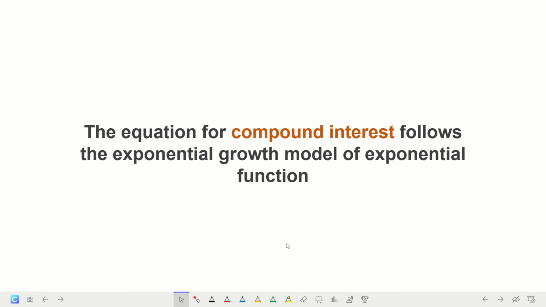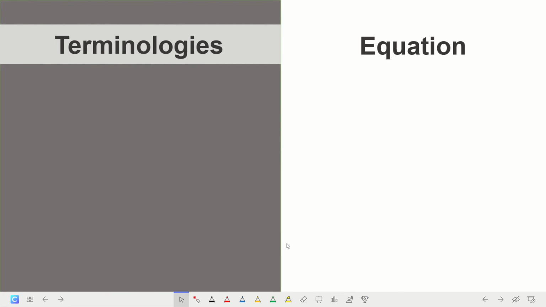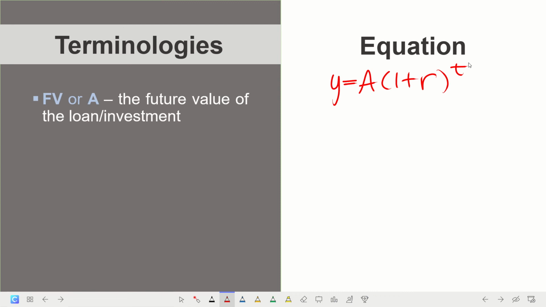So, the equation for compound interest follows the exponential growth model of the exponential function. To understand, let us define the terminologies for compound interest and relate them to our exponential growth model. We said our model for exponential growth is y equals a times 1 plus r raised to t. First, we have the future value or the accumulated value. This future value corresponds to y. So instead of y, we can just write FV or we can just write A. Let's just use A.